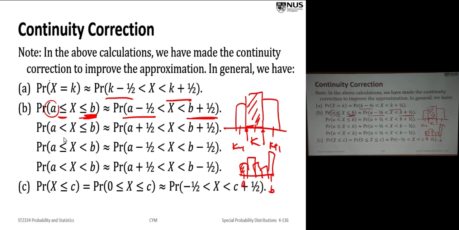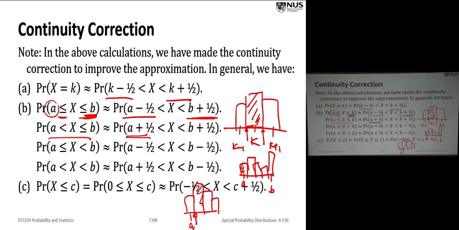Now, how about this one? This one does not include a, so a is excluded. In other words, this is a, and then your probability is up to the point which is half bigger than a. So that's why it is up to a plus half. So that's the basic principle.